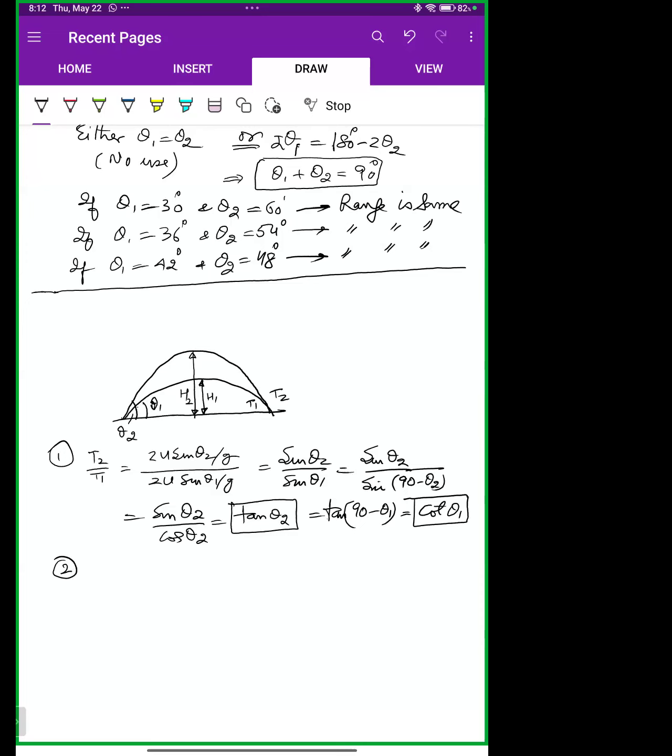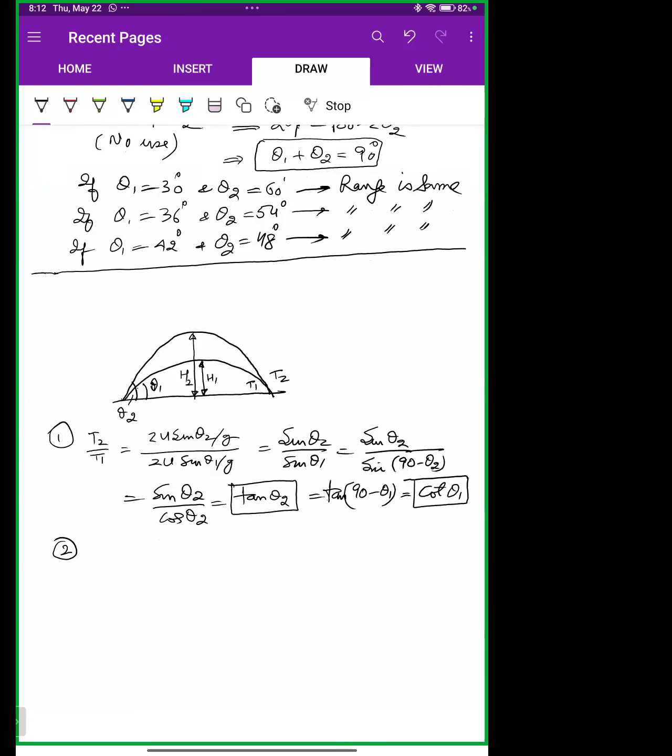Is it okay? Understood? They will have different times. U is same, R is same. These two things are same. Theta is different, H is different, and T is different. Okay, T means time of travel.